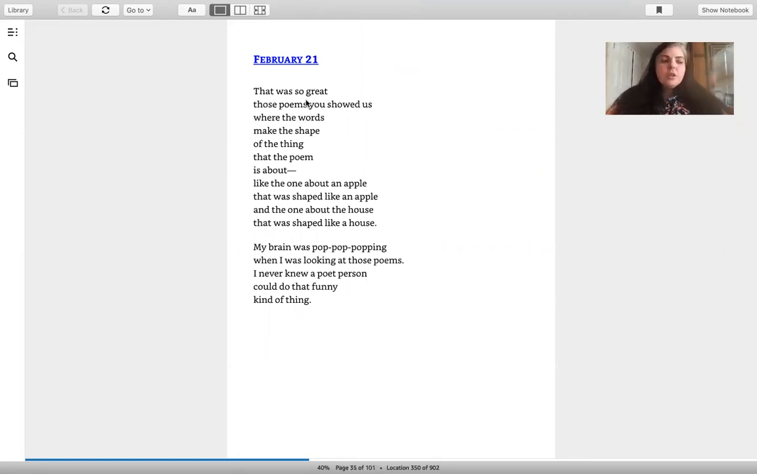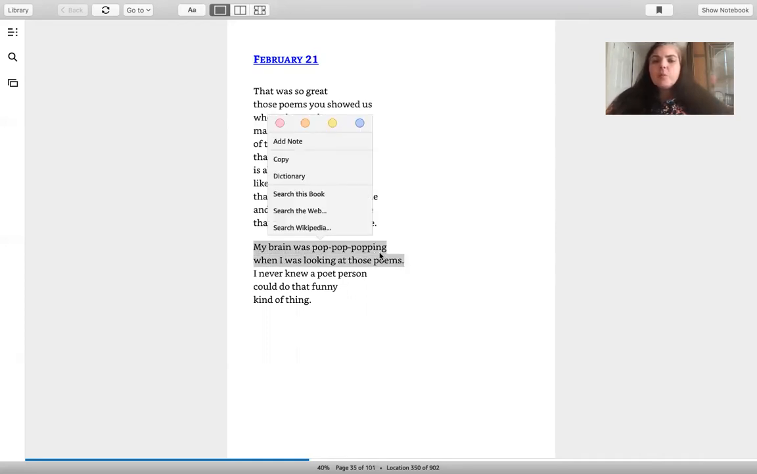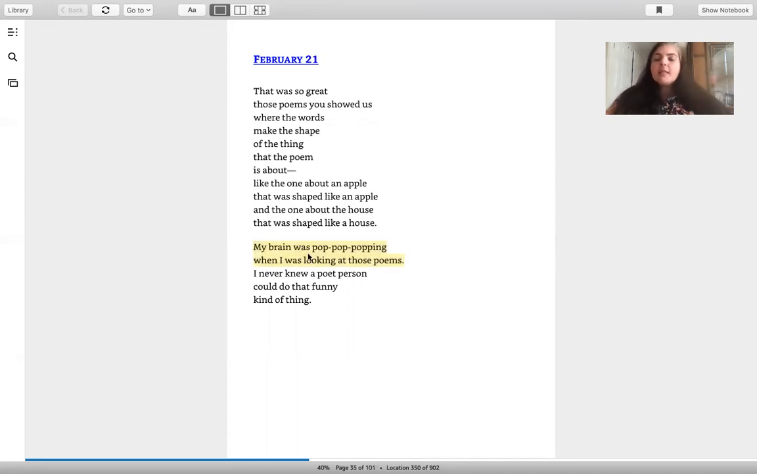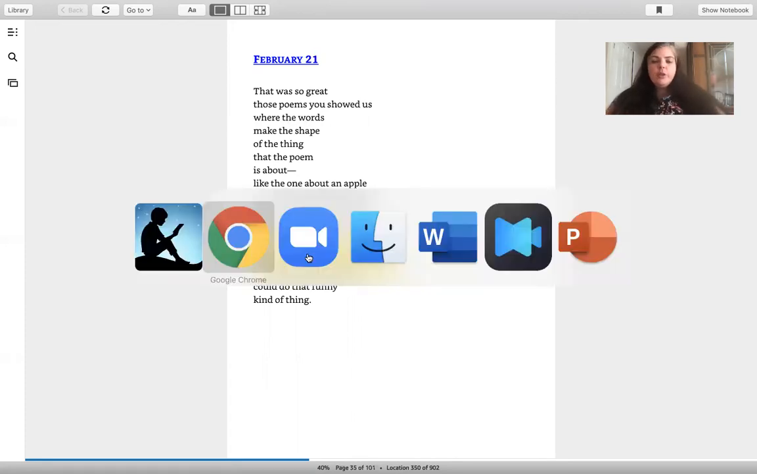And he also writes, my brain was popping. Those are exciting words. So that is my evidence. My brain was popping when I was looking at those poems. That tells me that Jack is excited. That is the evidence that I will use.